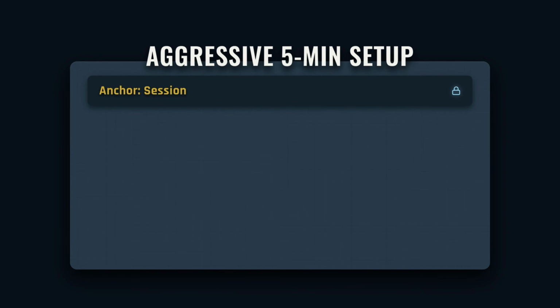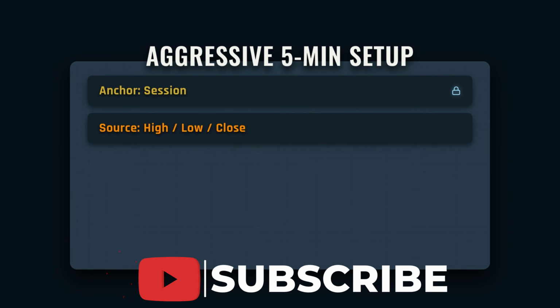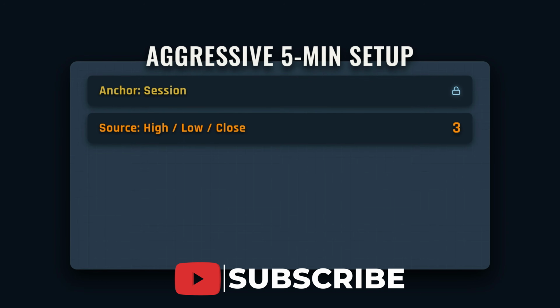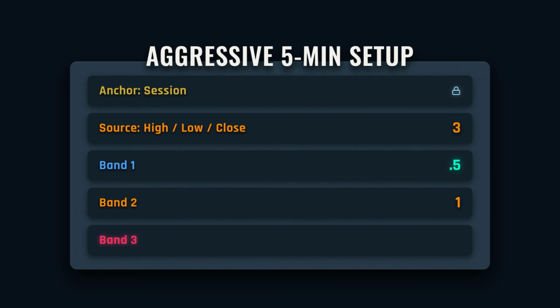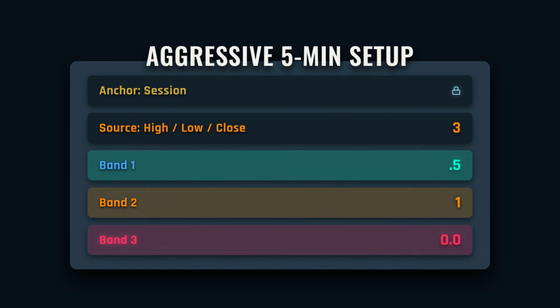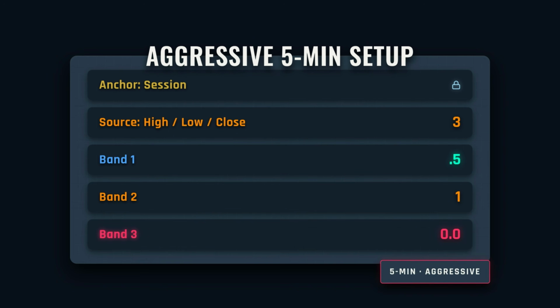Now for the aggressive version of the 5-minute chart, we're going to be keeping the anchor at session. We're also going to be keeping the source at high, low, close 3. But we're going to change band number 1 to 0.5, and we're going to be changing band number 2 to 1, and then we're going to be turning on band number 3 and having that set to 1.5. That's going to be your aggressive 5-minute setup.